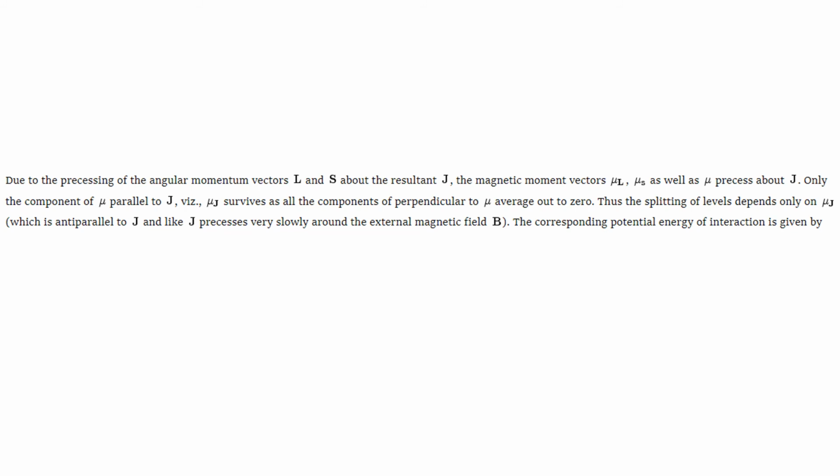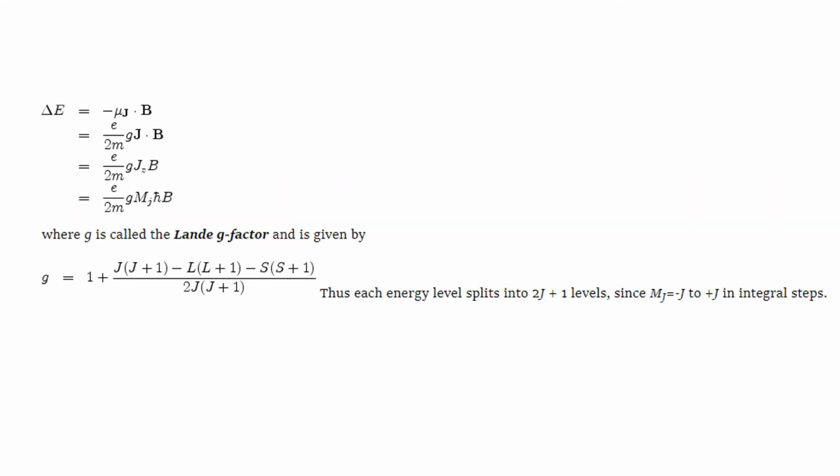The corresponding potential energy of interaction we can calculate, and it is given by, as shown in the next slide, del E. Del E is the interaction energy, which we write as mu J dot B. In place of mu J, we can use e upon 2m, g into J, where g is called the g factor, the Landé g factor, into B. Or J dot B can be written as the Z component of J times B, or M J h bar B.